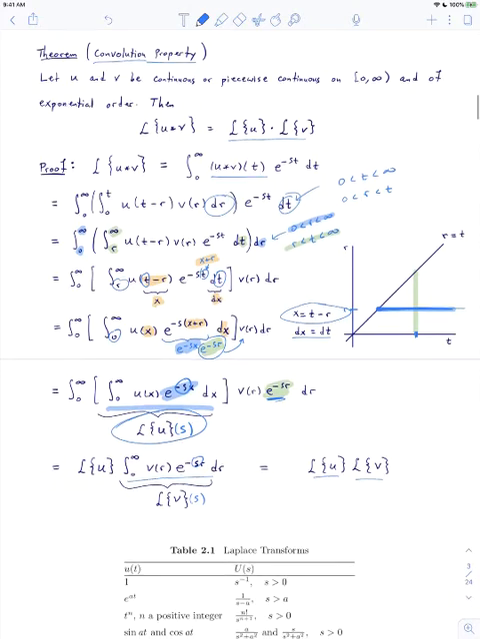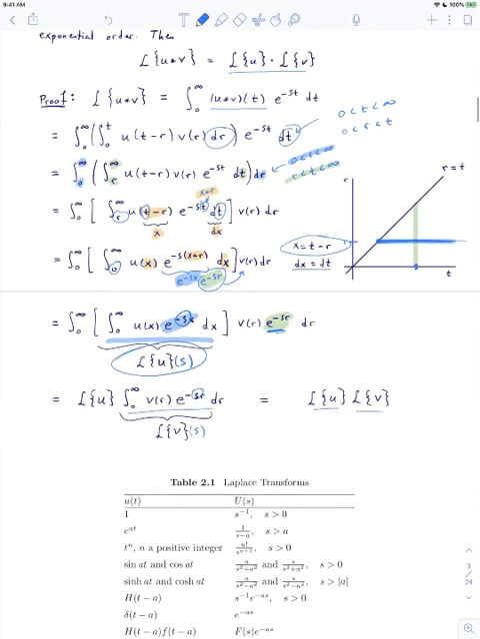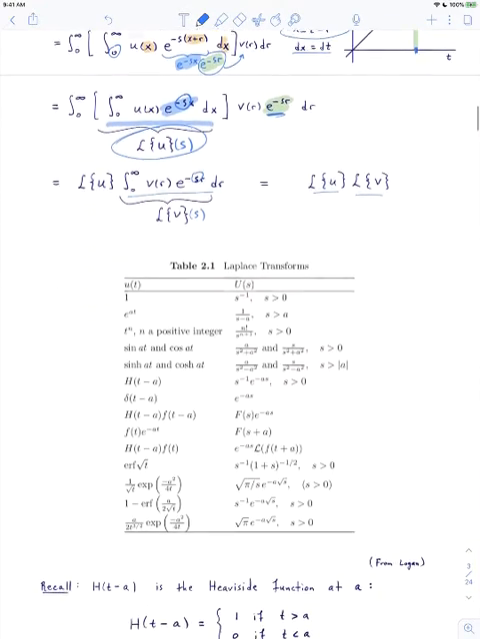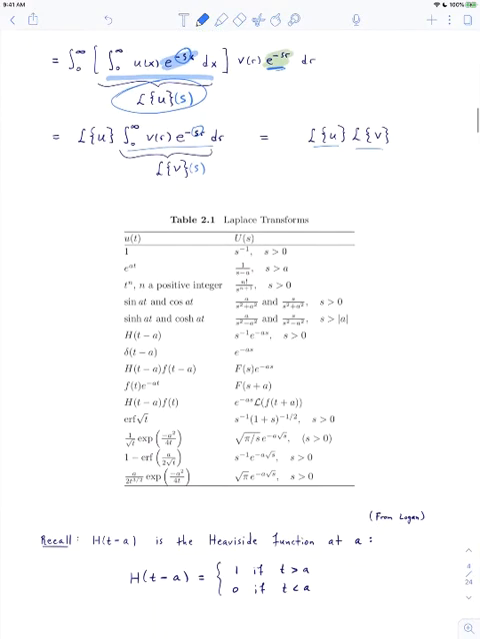Now, just for the sake of reminding ourselves exactly what some of the Laplace transforms are, I've included this table. This is from our book, from Logan, and basically I've just taken a screenshot and put it here. But this is from the book. So this compiles some nice Laplace transforms that we'll need.